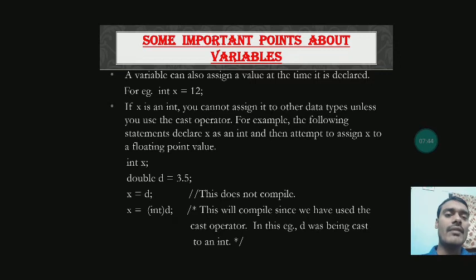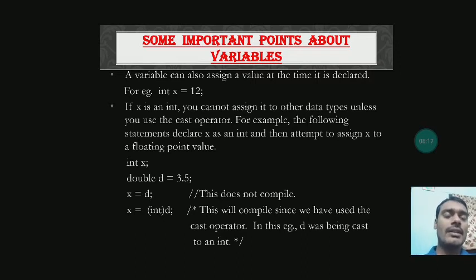Now if we want to insert the value of double inside the variable x, then we need type conversion in Java. We need some type of typecasting. It is called typecasting. When one data type is converted into another data type, it is called typecasting. We need typecasting in Java. So we have to write x equal to (int) d.